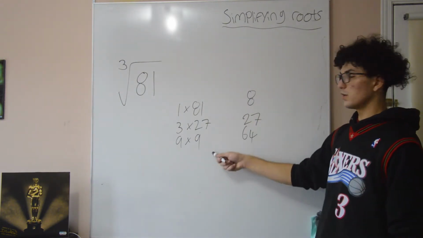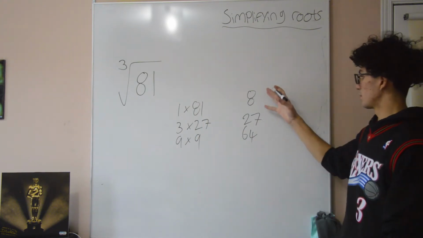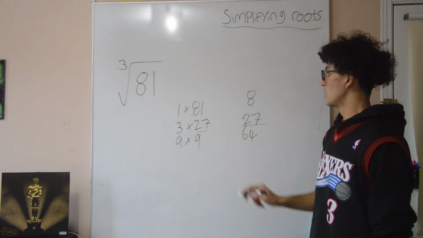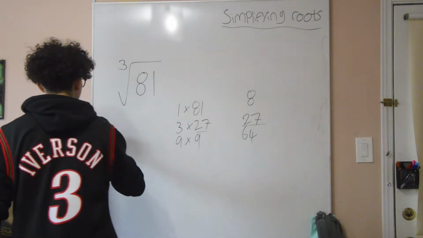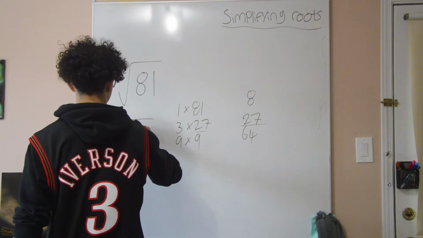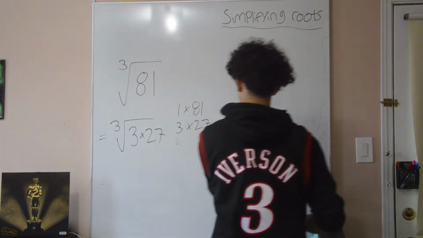Now, of these 3, which one of them includes one of our perfect cubes? This one does, 27. So our next step is simply going to be rewrite it. 3 times 27, just like that.